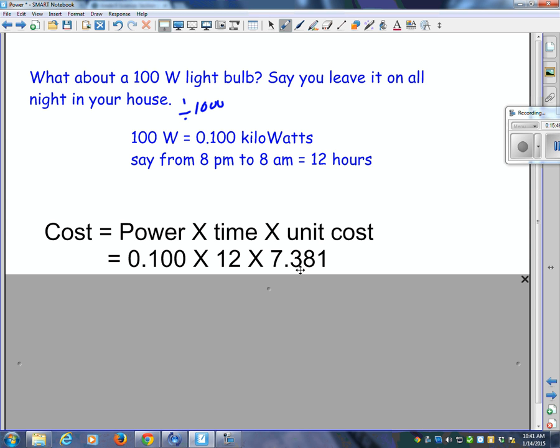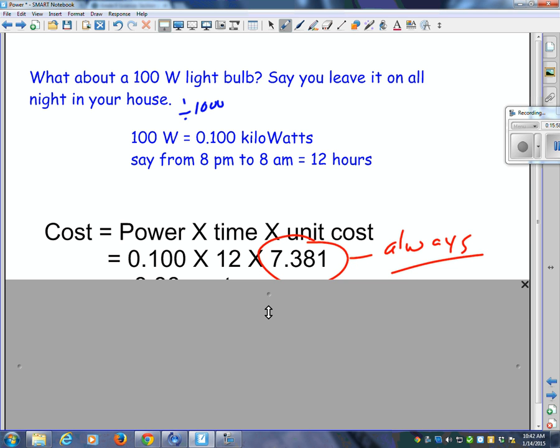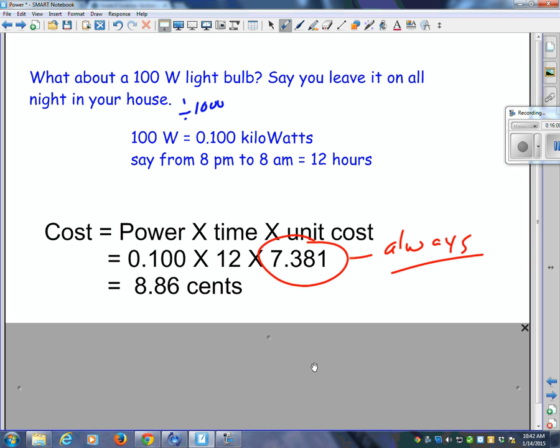Where does 7.381 cents come from? Manitoba Hydro says that's how much we charge you. It's always going to be that number. Multiply it out. Leaving your light on all night long costs about 8.8 cents. Less than 10 cents. It adds up.